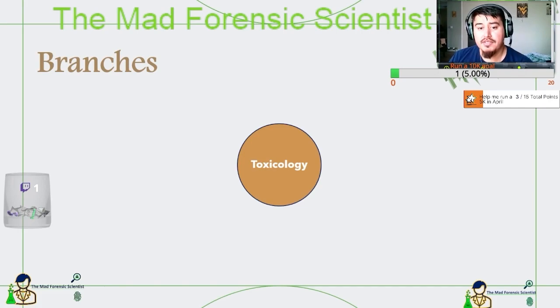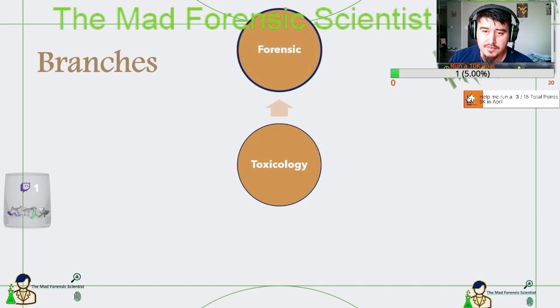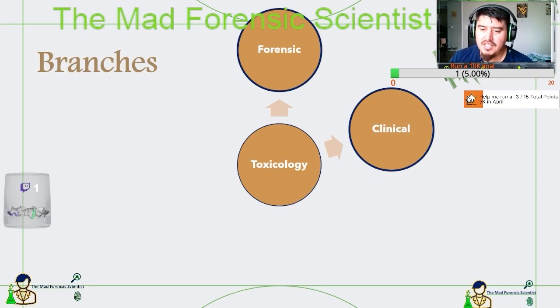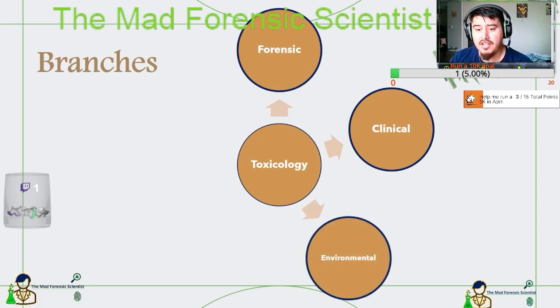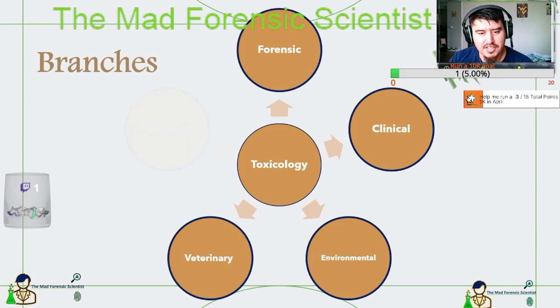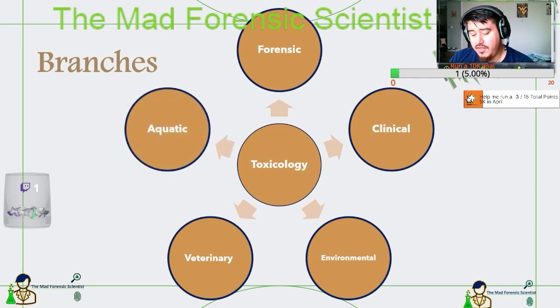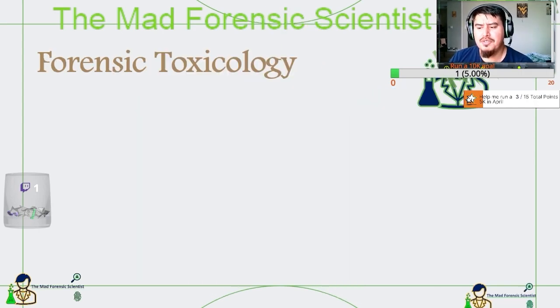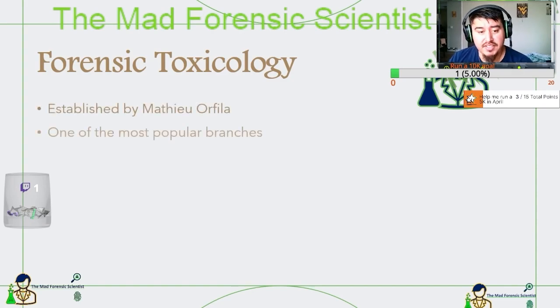Toxicology has many branches. So toxicology is a very diverse subject. It has aspects of forensics, so there's forensic toxicology, clinical toxicology, environmental toxicology, veterinary toxicology, and aquatic toxicology. Now there are various versions of and divisions inside these main sections, but I'm just going to focus in on giving these five focus.